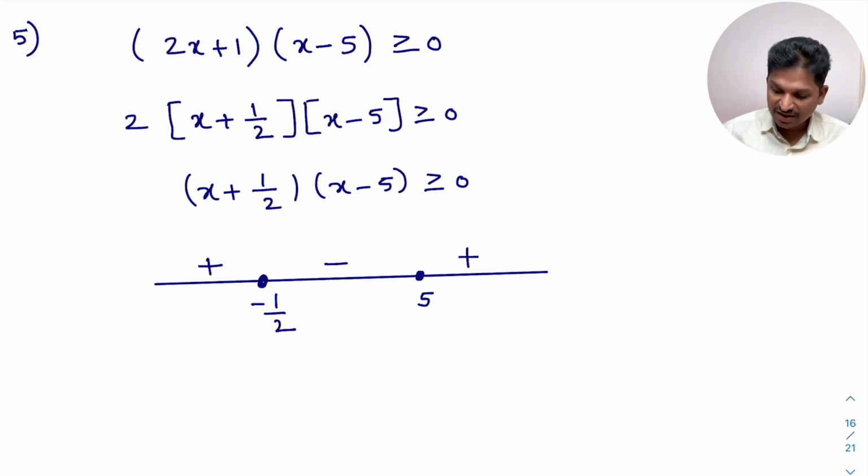Now which sign are we looking for? See here, greater than or equal to 0. Whenever it is greater than or equal to, the 'or equal to' is there; this is not strictly greater than. In that case, we will consider these numbers. I'll highlight this: 5 is also included and minus 1 by 2 is also included. Now you are looking for greater than 0, which means you are looking for the positive sign, right? So for the positive sign, this part is the solution. As greater than or equal to is there, 5 and minus 1 by 2 are also included.